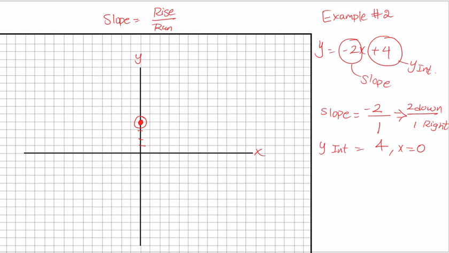Okay, so now let's look at your slope. Which way are we going to go? Now we're going to go 2 down from here. We'll pick a different color. So from here, 1, 2, right here. Then it says 1 right. That means I'm going to go this way.